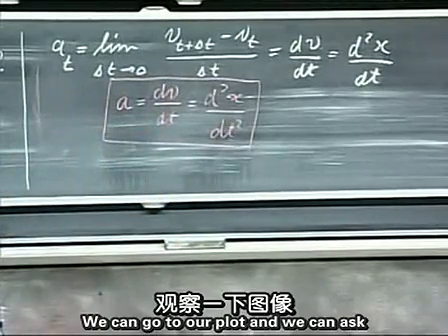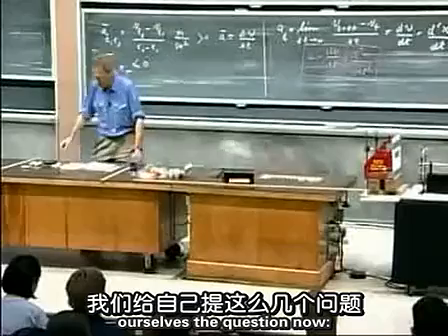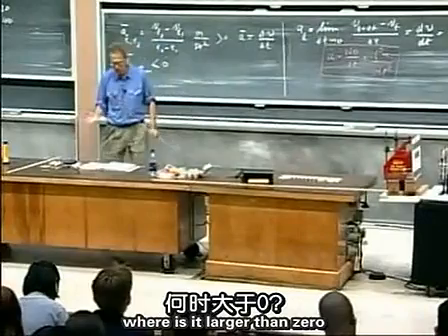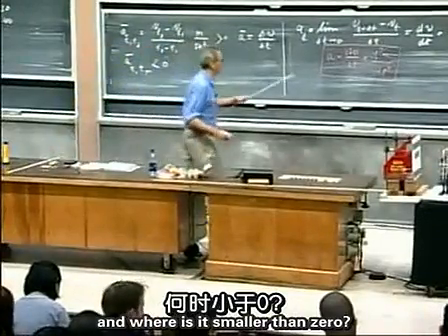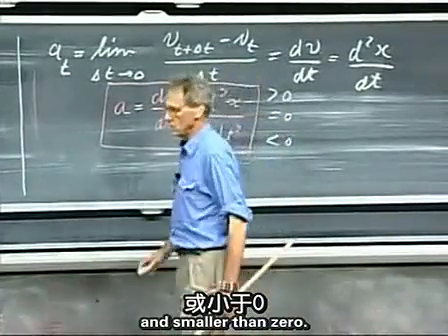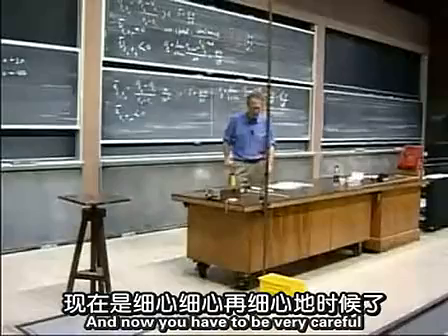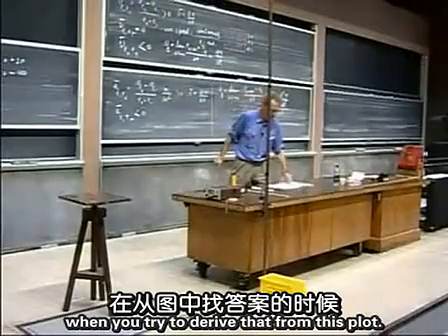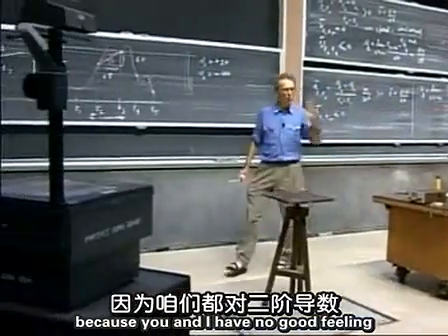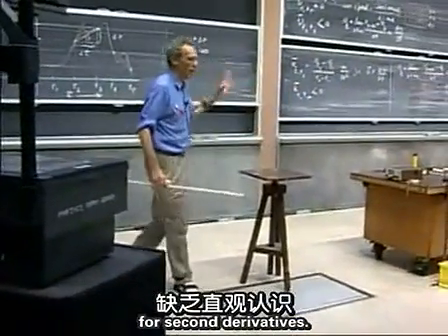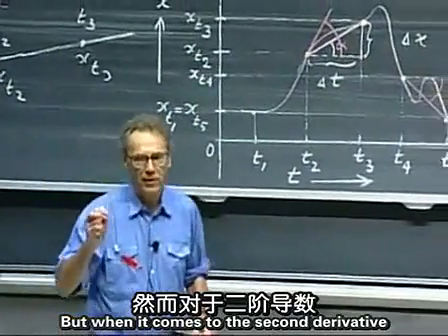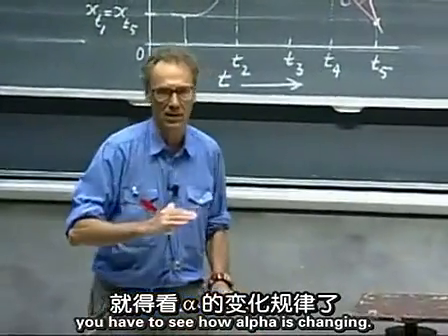We can go to our plot and ask ourselves the question now: where is the acceleration 0, where is it larger than 0, and where is it smaller than 0, because this value can be larger than 0, equal to 0, and smaller than 0. And now you have to be very careful when you try to derive that from this plot, because you and I have no good feeling for the second derivative. Velocity is easy, all you have to do is look at the slope. But when it comes to the second derivative, you have to see how the slope is changing.